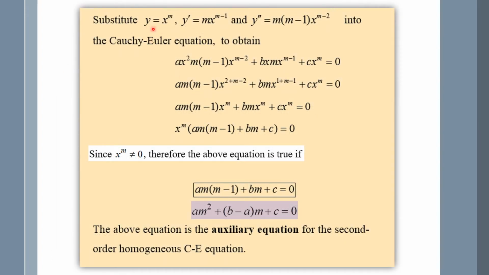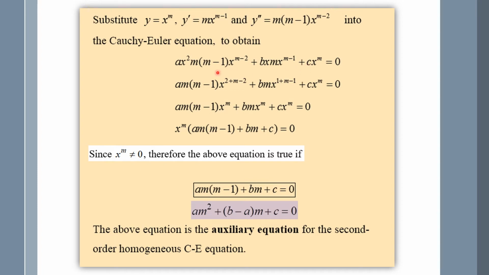If y equals x to the power of m, then y prime will be m x to the m minus 1, and y double prime is m times m minus 1 times x to the power of m minus 2. Let us now substitute y prime and y double prime into the Cauchy-Euler equation, and we will obtain the following form: ax squared y double prime plus bxy prime plus cy equals 0.